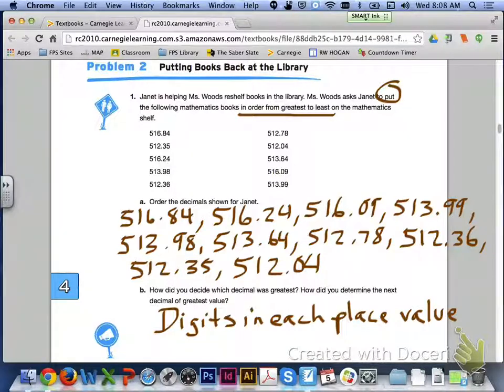For letter B, hopefully you just took a look at the digits in each place value and were able to order them based on each digit in the place value. If you look at the hundreds and the tens place, there's a 5 and a 1 in every single one of the numbers. So you start looking at that ones place and comparing each of the decimals in the ones place, and then in the tenths place, and finally in that hundredths place.